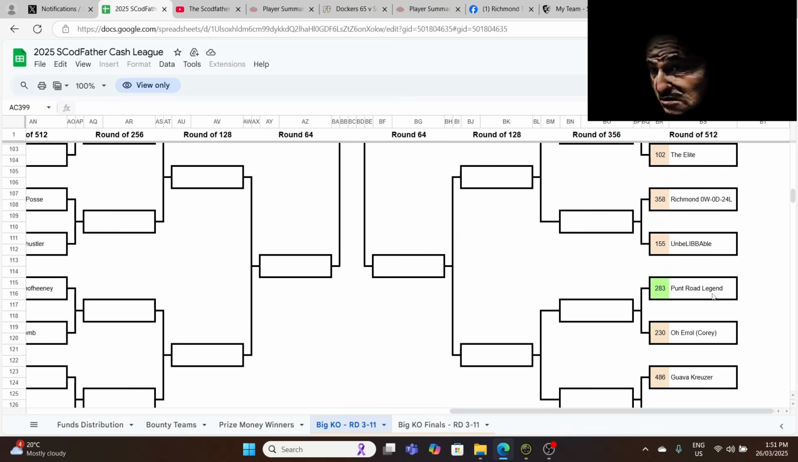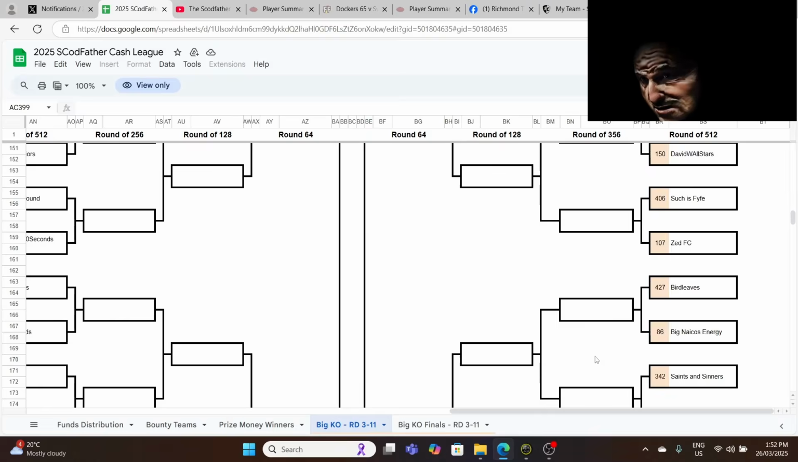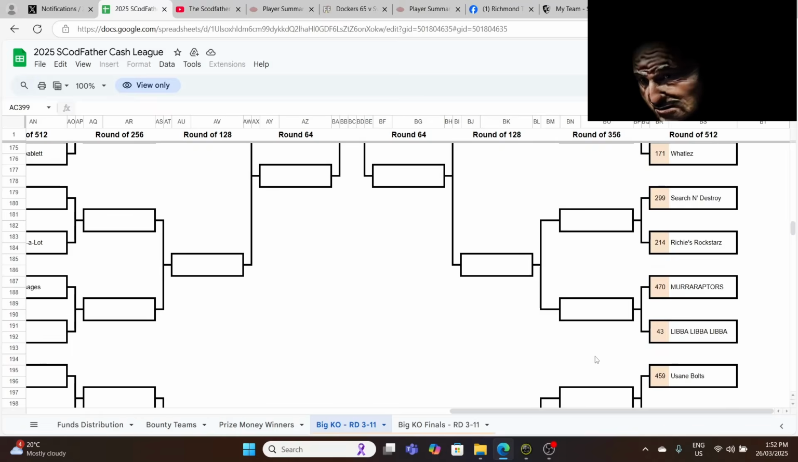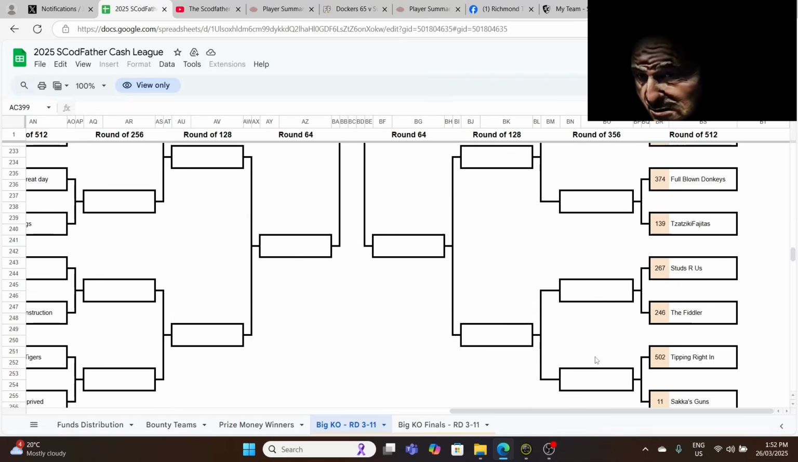We've got Swizz's team, Punt Road Legends, and he's playing against All Errol Corey. So it's a big game here, and Swizz loves winning cash. So Swizz is going to go all out this week. So All Errol, just be careful of Swizz. We're going to go further down, and then you're going to see my Spuds here somewhere. Where are they? My Spuds are very shy. They don't want to be seen. They're hiding somewhere. We're going to find them.